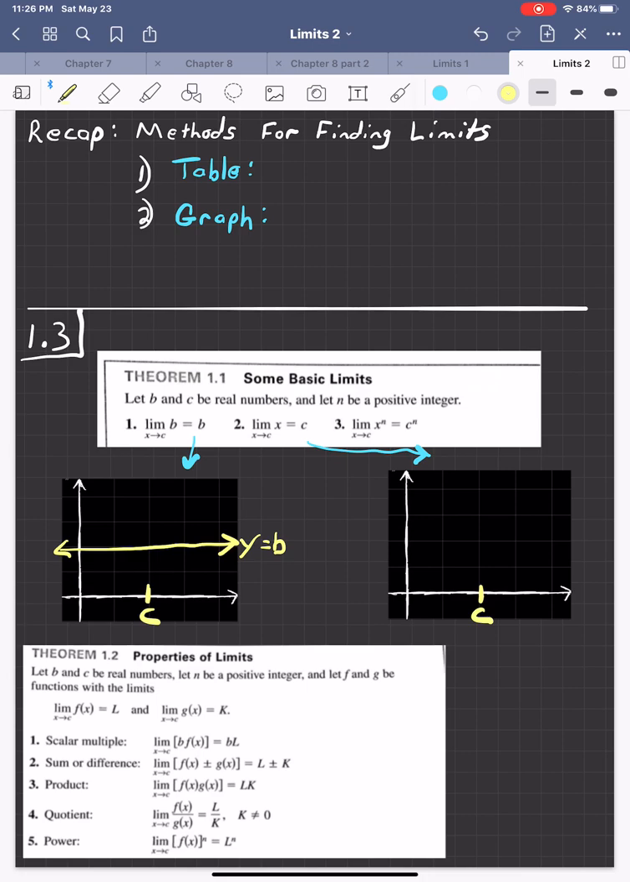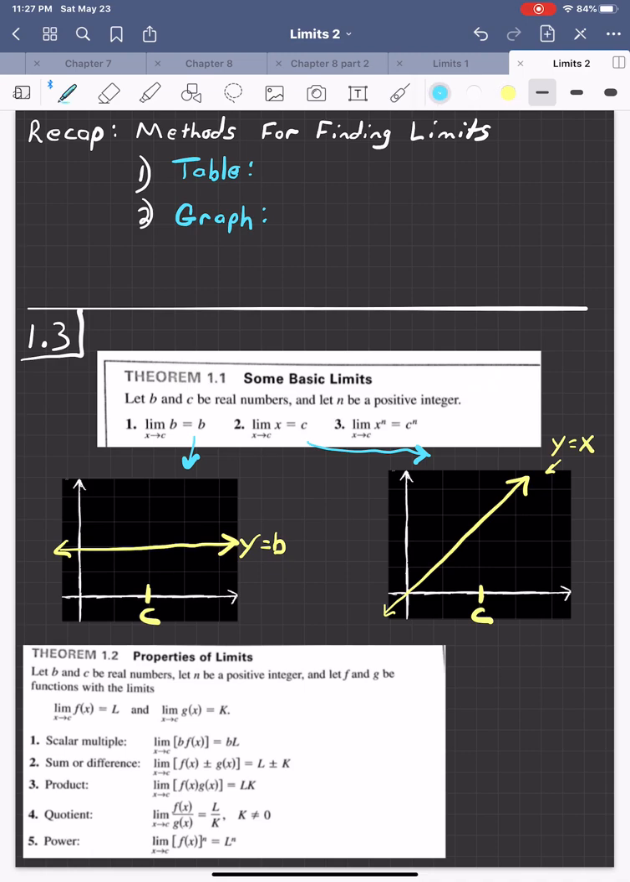Okay, so what about the number 2? It says we still care about what the limit is, only now x is still, of course, approaching c, but now the graph is x. So if you had to graph y is equal to x, what would that look like? Well, that's just a 45-degree line. This is the graph of y equals x.